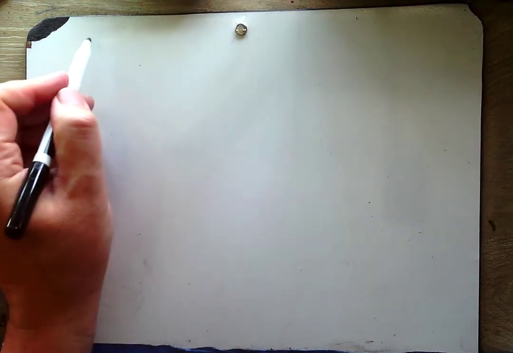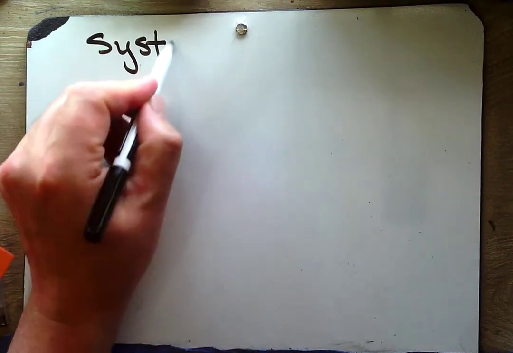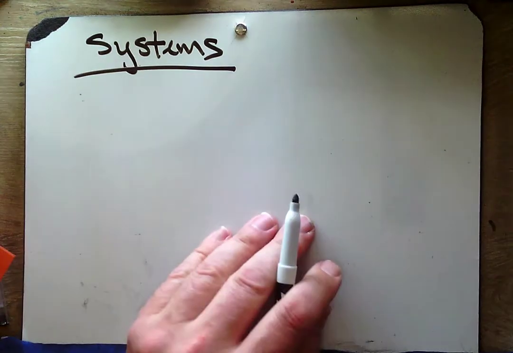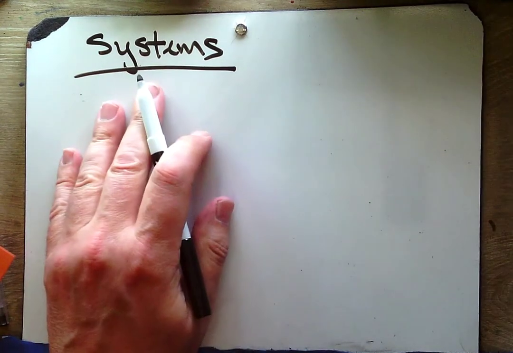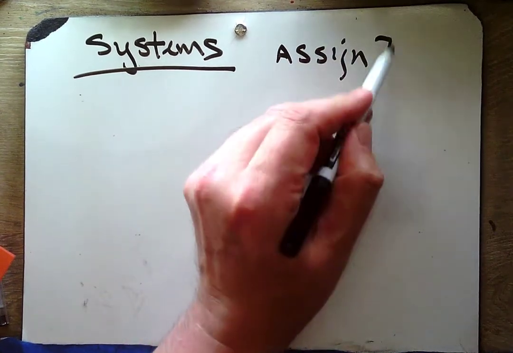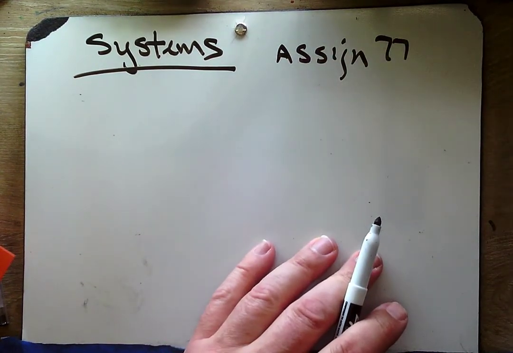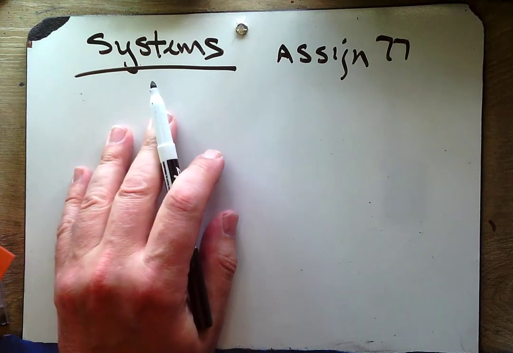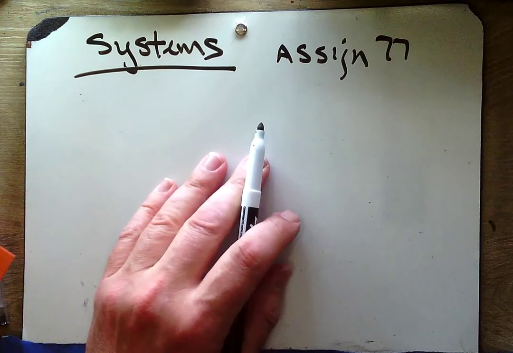It's a unit on systems. So look in a new folder for the new material because we're starting systems. And this is going to be assignment 77. Assignment 77 in systems is all about solving two variable systems.